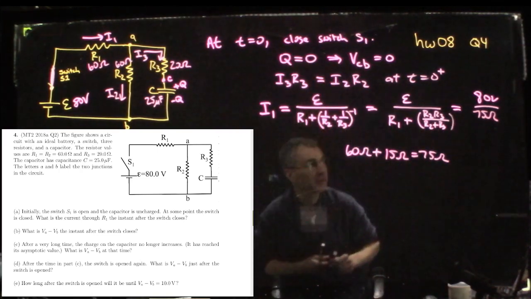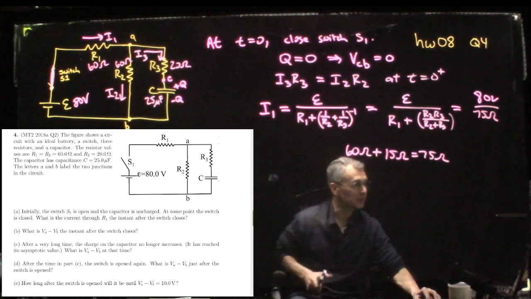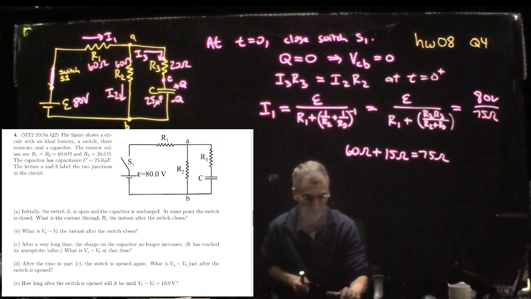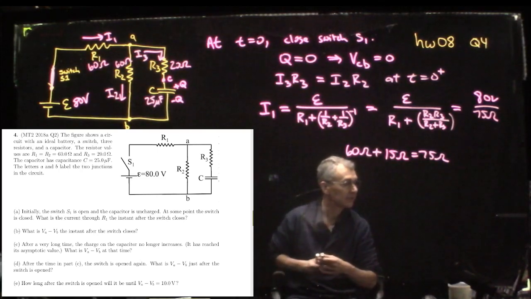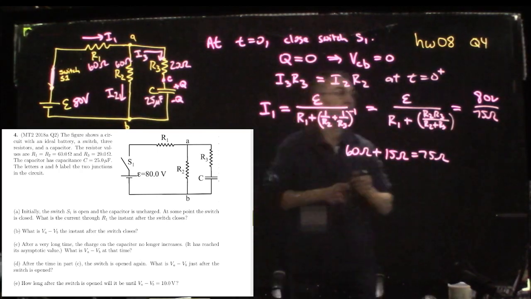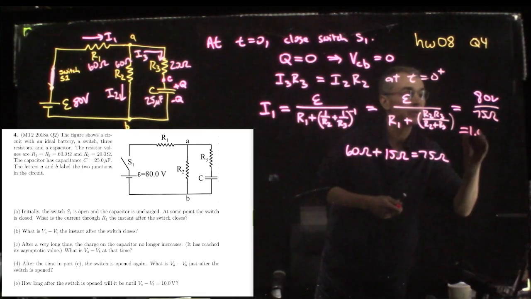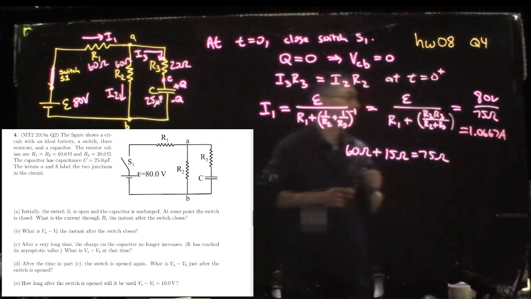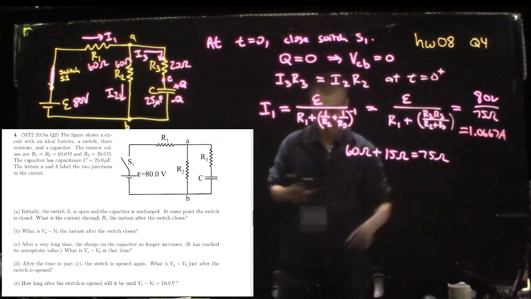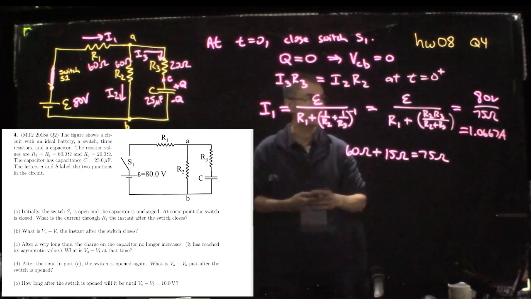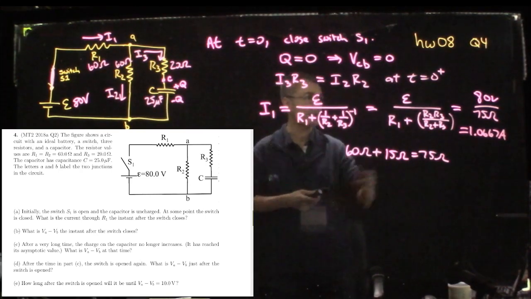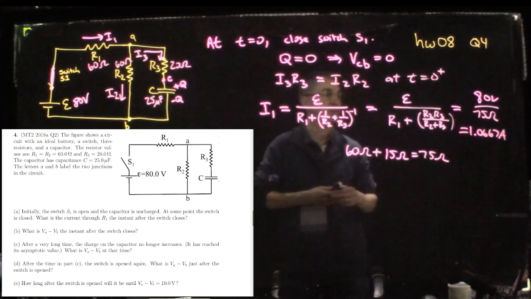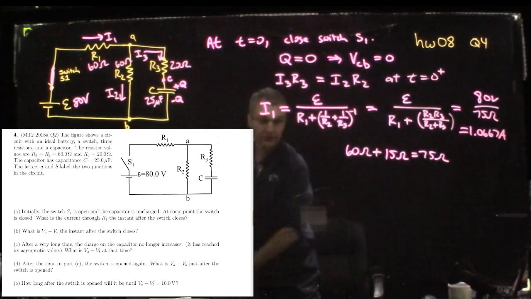And I guess we can evaluate that numerically too. So 80 over 75 is 1.0667. Okay, so this is 1.0667 amps. I like to keep 1 or 2 extra digits for intermediate results, but I guess this is a final answer for this part of the problem, so it'll be 1.07 amps to answer this part of the problem.